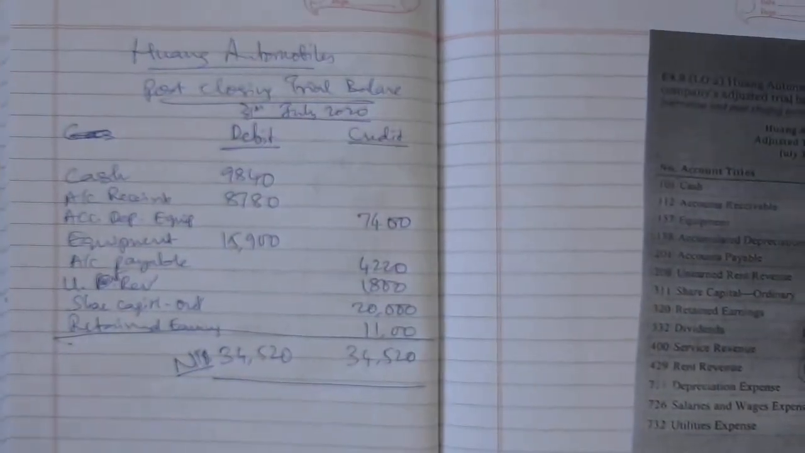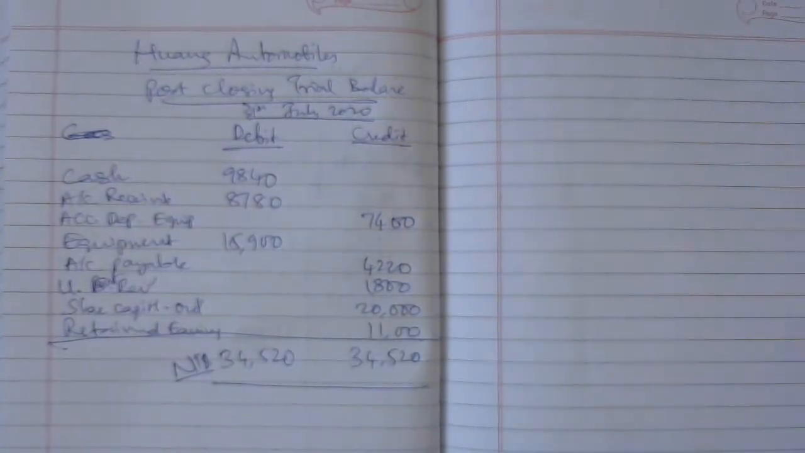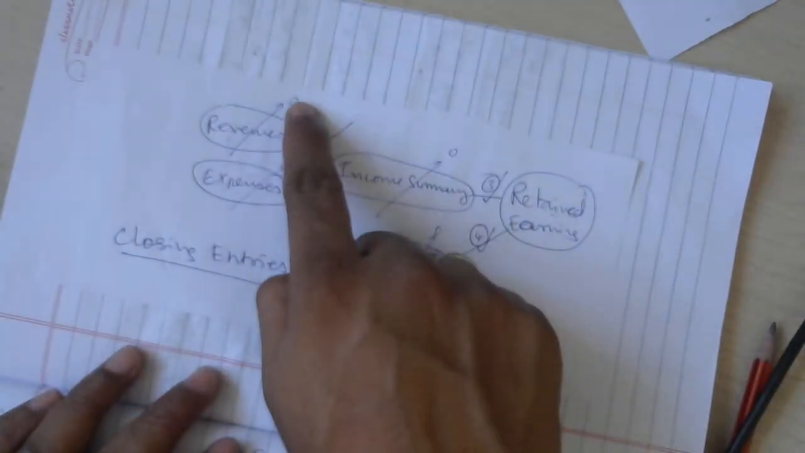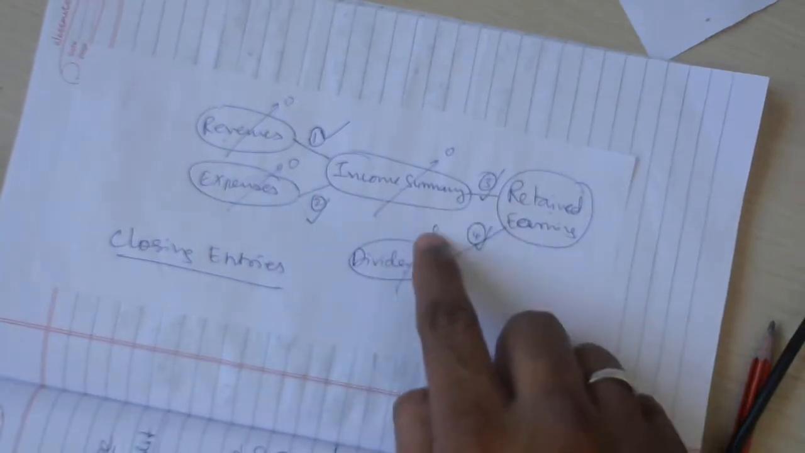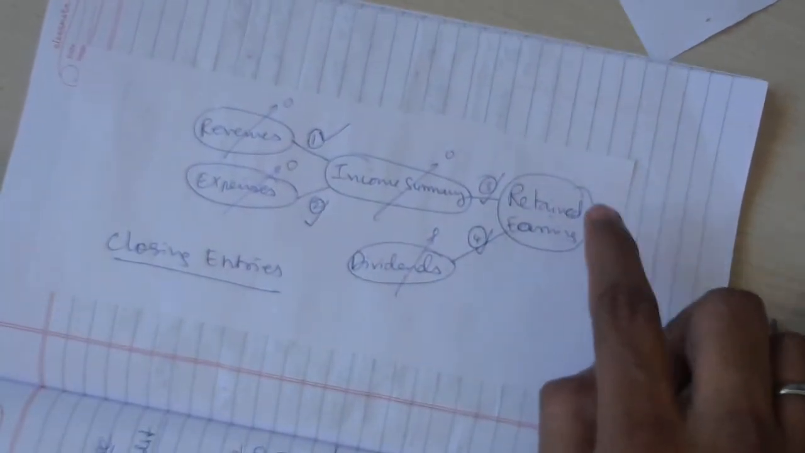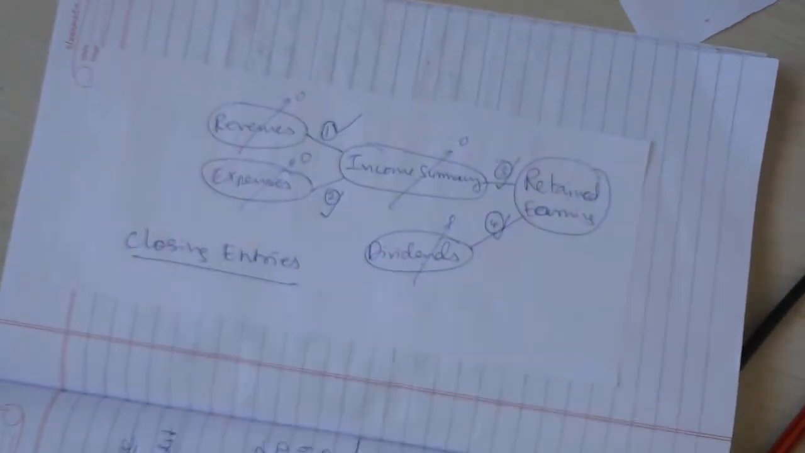So this completes two problems, one in this video and one in the earlier video on how to create a post closing trial balance. I hope you learned this procedure. The entire thing rests on this procedure: first you make revenue 0, then make expenses 0, then make income summary 0, then make dividend 0, and finally recalculate the retained earnings through T accounts. So this is the process of closing entries.